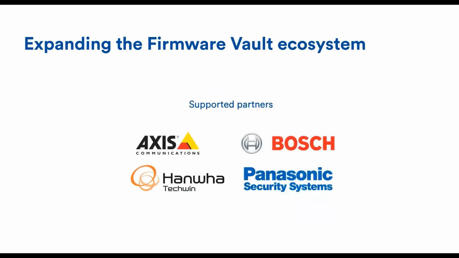Now, what this means is, as of today, the supported ecosystem for the firmware vault includes Axis, Bosch, and Panasonic, in addition to Hanwha, who has been providing their firmware since last year. So for these 4 manufacturers, if you are using them in your system, you can now set up the firmware vault, receive notifications of new firmware, and push it to your cameras directly in the config tool.